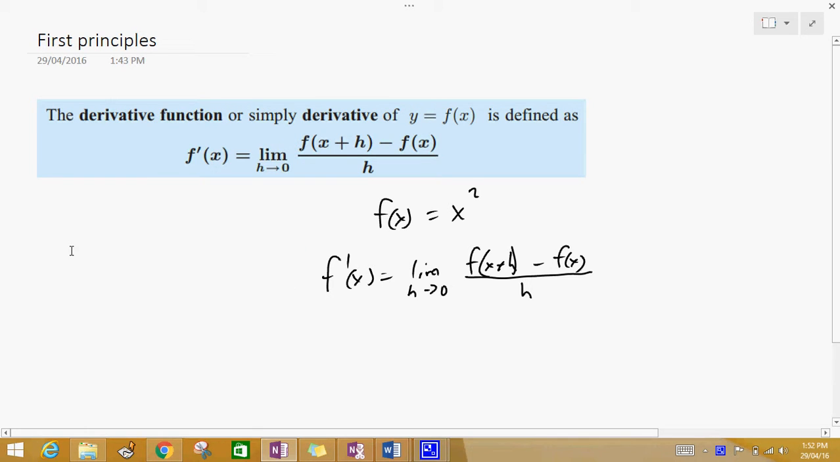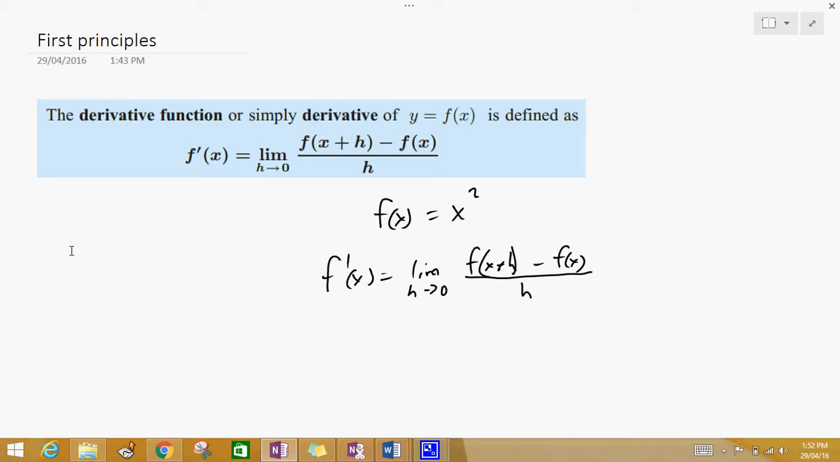Today we're going to be looking at first principles. What first principles does is give you a very good image of how derivatives work. Later on we're going to get all these rules and you're going to be told how to find the derivatives of power functions or exponential functions or logarithmic functions. But this first principle shows you how it works.